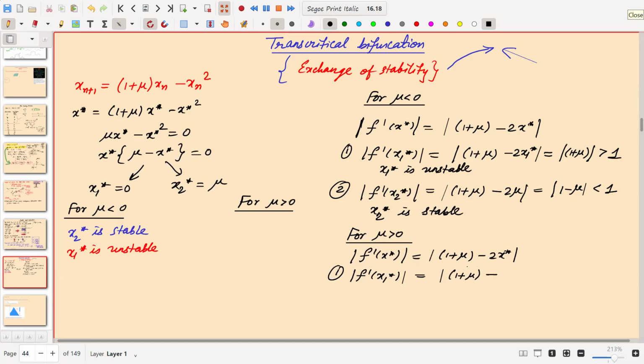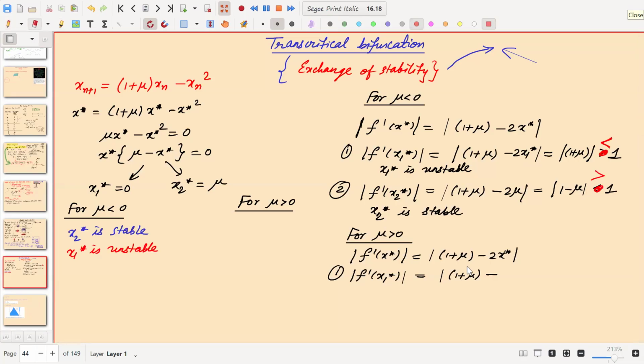Yes, since mu is less than 0, 1 plus mu will be less than 1, not greater than 1, right? So therefore, this is wrong, right? So it will be less than 1, right? And when you have x2 star, 1 minus mu will in turn be greater than 1, right? So this will be greater than 1, right? So what is the mistake here? So you can eliminate these things, right?